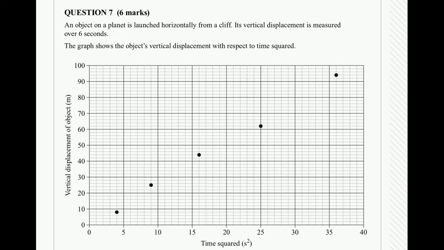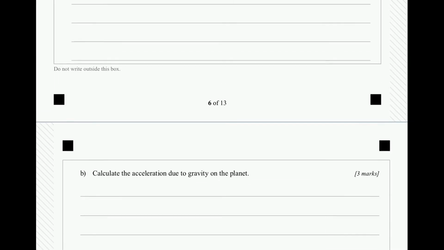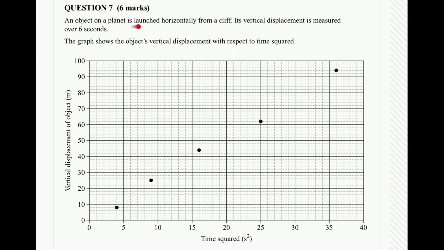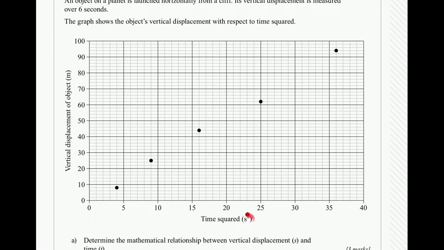All right, so question 7, we have a graph question here, and again, 2 parts, similar to question 6. An object on a planet is launched horizontally from a cliff. Its vertical displacement is measured over 6 seconds. The graph shows the object's vertical displacement with respect to time squared. So this is going to be an important thing to remember. Any graph you're looking at, take note of what your y-axis units are in. It's in meters, and what your x-axis is. It's in seconds squared or time squared. So these are going to be important factors to think about when you go through an equation.